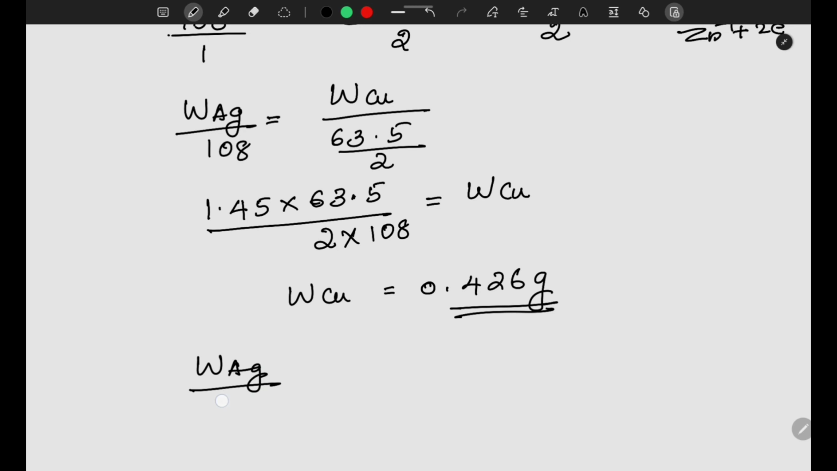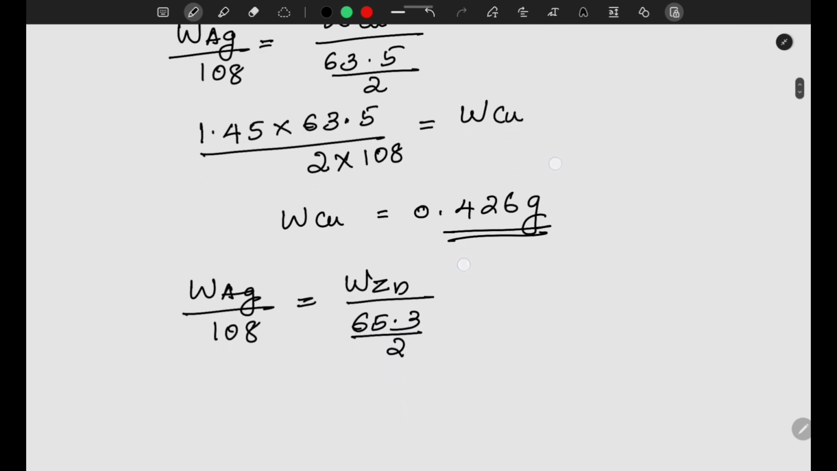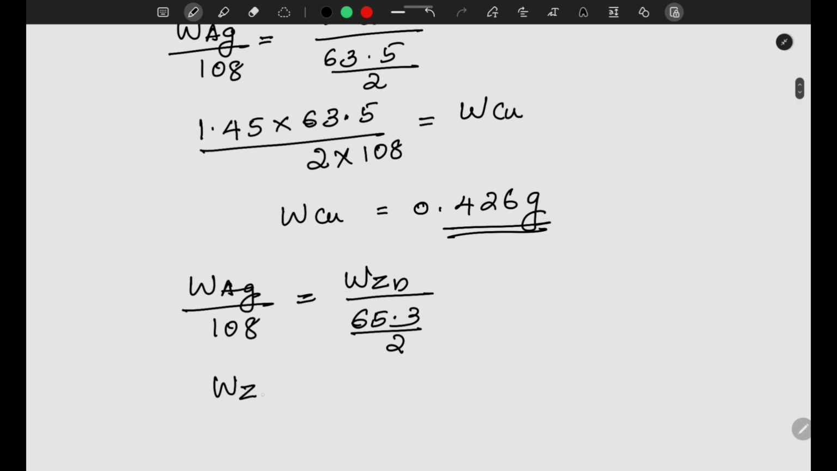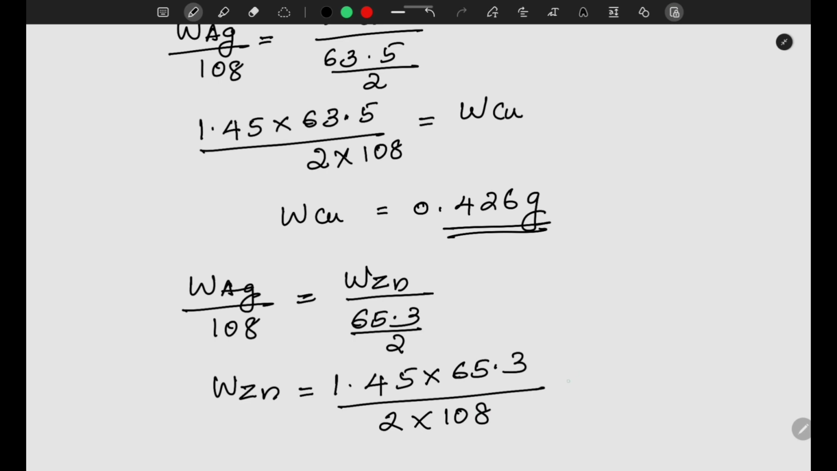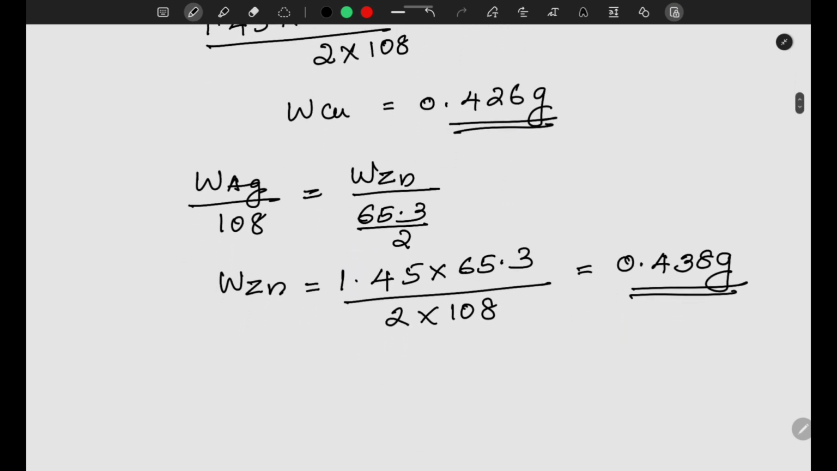Similarly, we can equate WAg by 108 and W zinc divided by 65.3 by 2. So W zinc is equal to WAg, which is 1.45, into 65.3 by 2 into 108. When we simplify, we will get 0.438 gram. Now we got the masses of all the metals.